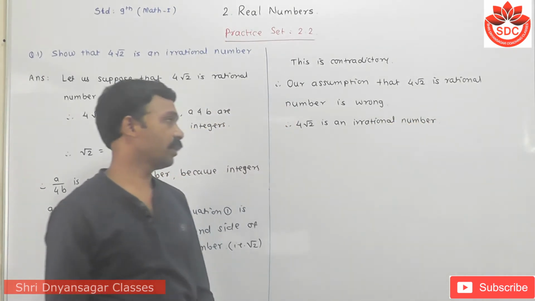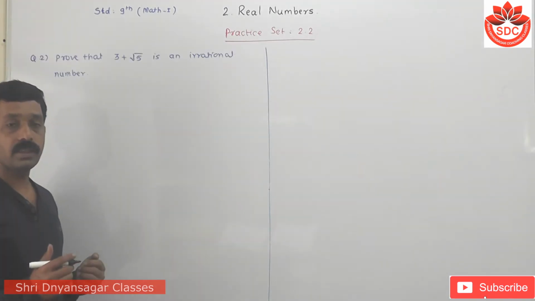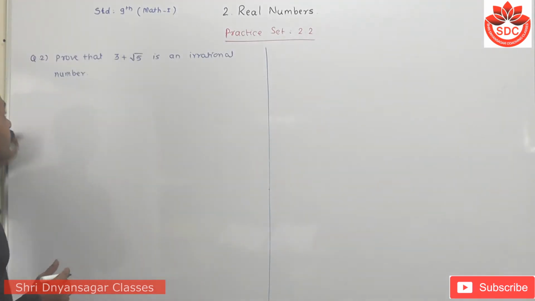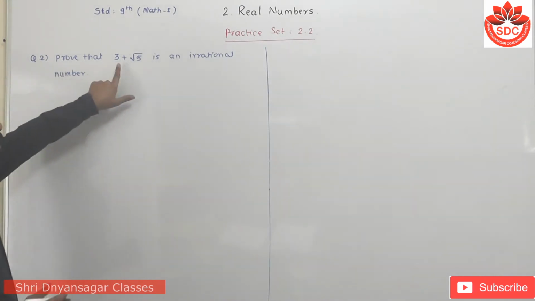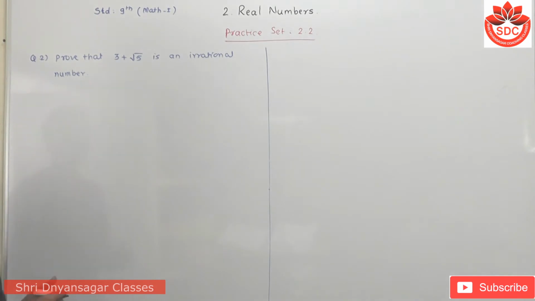Can you understand this? Okay, let's see the next question, which is the same as the first one. Second question is: prove that 3 plus root 5 is an irrational number. Same as the first question.